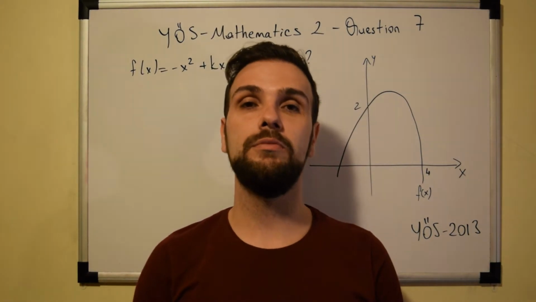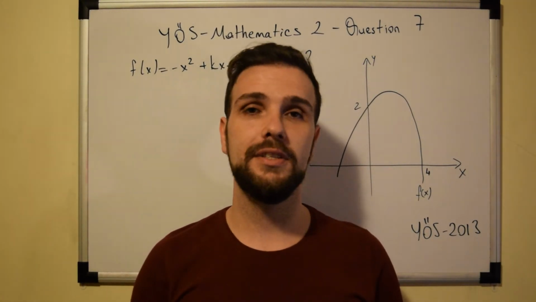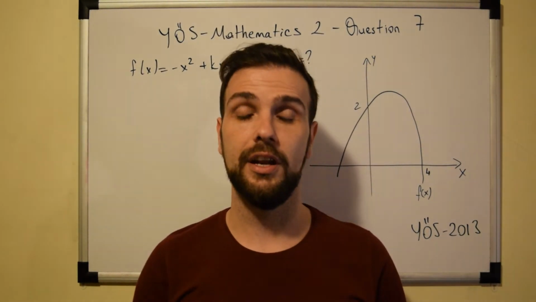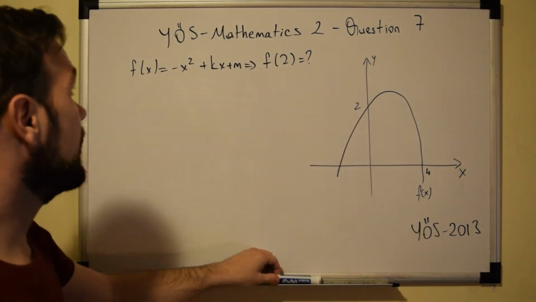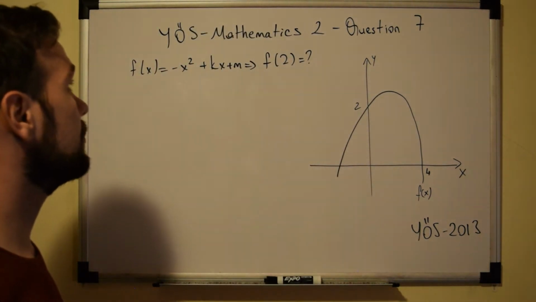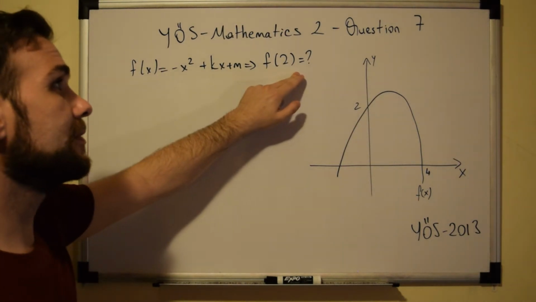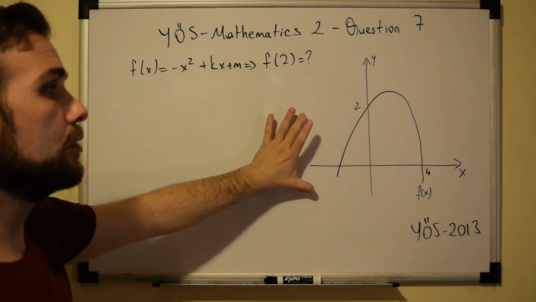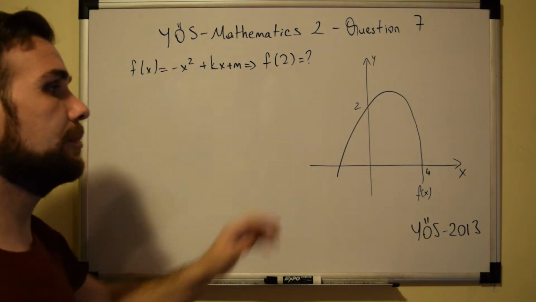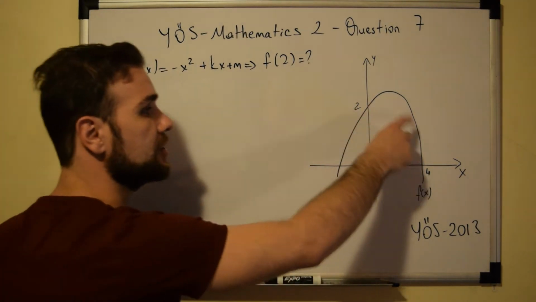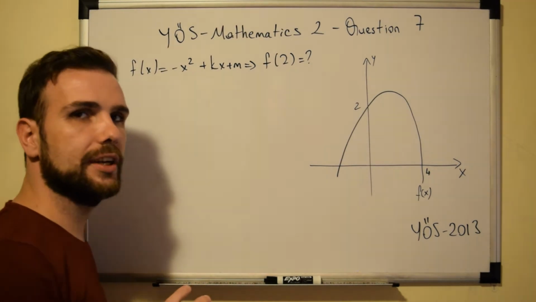Greetings everyone and welcome to question number 7 of YÖS examination mathematics 2 section. In this question we have f(x) which is equal to minus x squared plus kx plus m, and we are asked the value of f(2). And of course we are given additional information by this graph, which is a function in a coordinate plane.